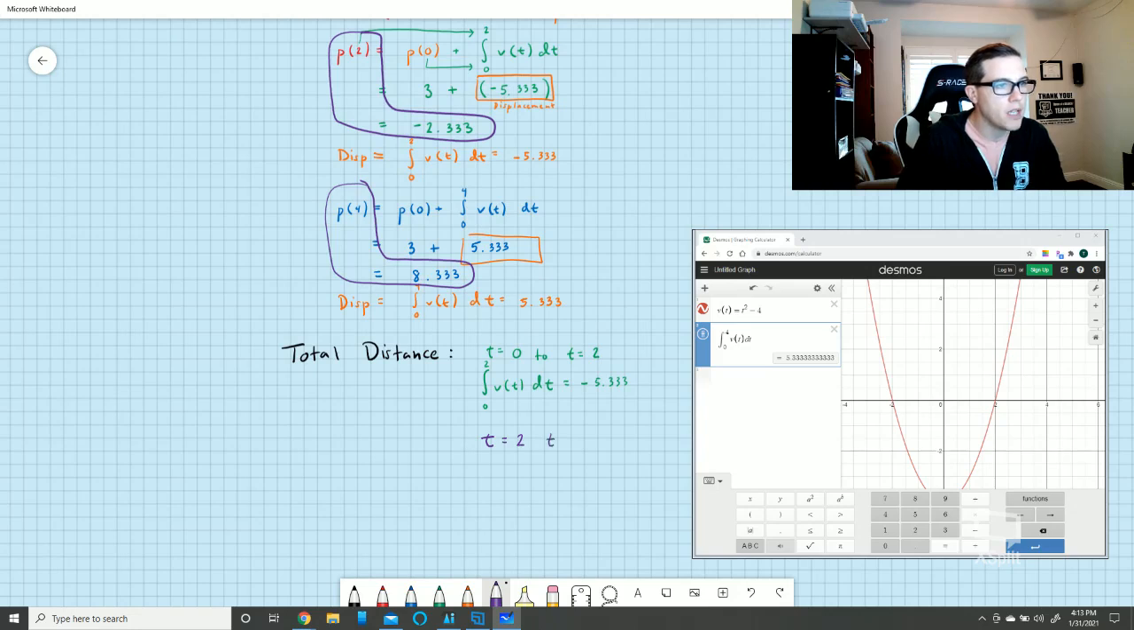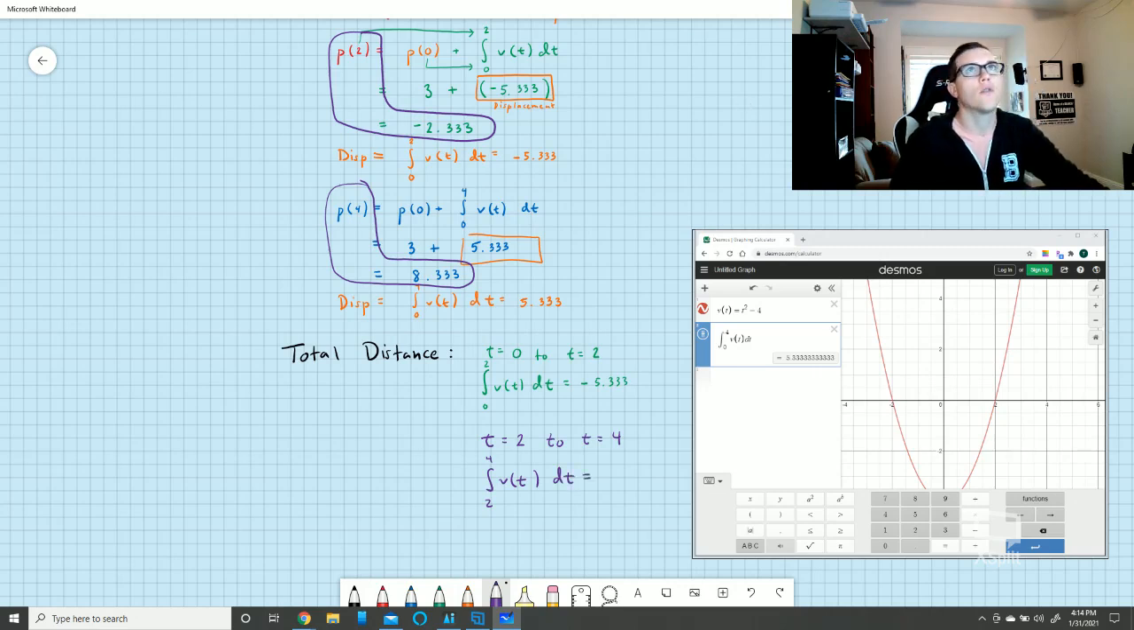Talk about what's happening from t equals 2 to t equals 4. Saying, okay, now that I've stopped at time 2, how many steps am I taking from 2 to 4? And this one, we actually have to do this calculation. We haven't done it yet, but we can throw it into Desmos very quickly. And this will tell us the distance we walked forward in the positive direction. So from 2 to 4, that's that value I said earlier, about 10.667.